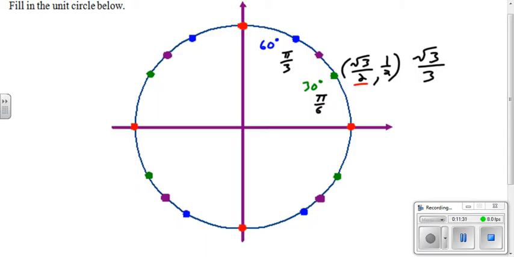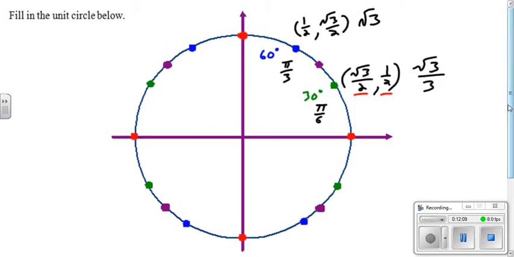Now, again, we can see we have a 1/2 and a √3 over 2. To find the coordinates of this one, we just flip those two. So our x becomes our 1/2, our y becomes our √3 over 2. In which case, we also have to flip our tangent to being 3 over √3, but we can't have a square root in the denominator. We get rid of that, so we rationalize by multiplying by √3 over √3, in which case we're left with just √3 as our tangent.